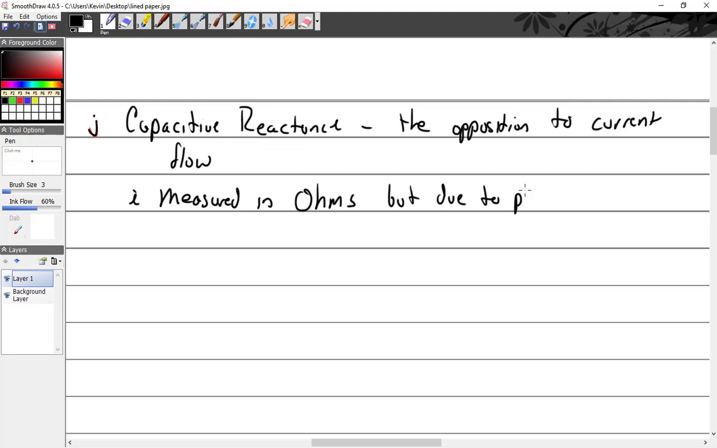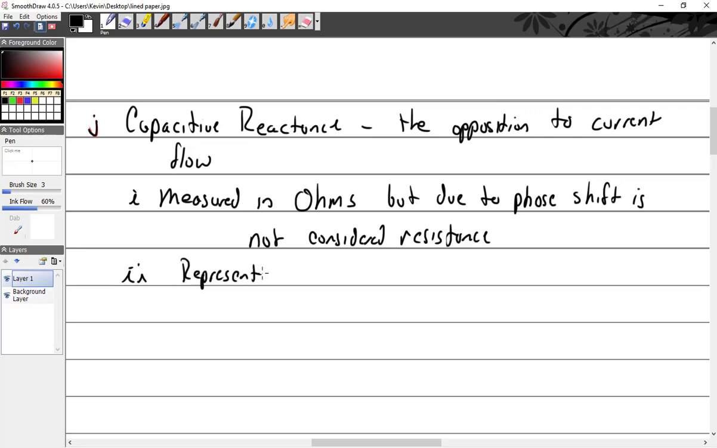Due to phase shift, it is not considered resistance. It is represented as... what's my symbol going to be? X of C. What's X of L? Inductive reactance. All right, so it's kind of following the same thing. So we have X of C.